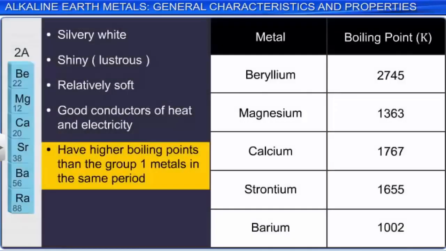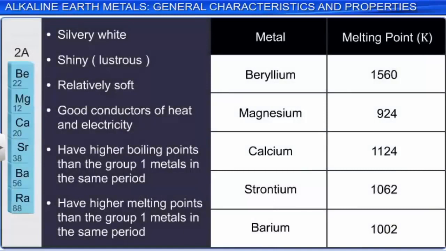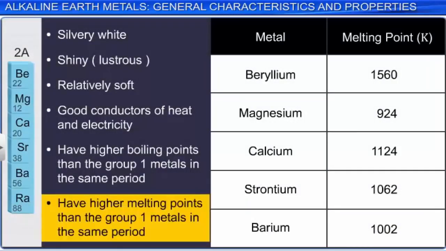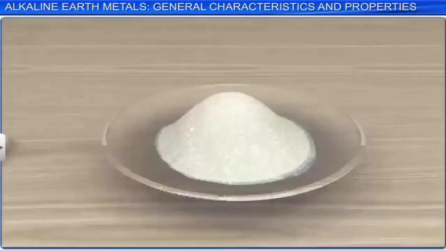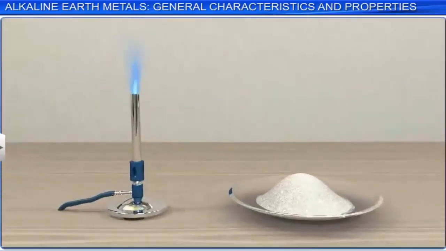The group 2 metals have higher boiling points than the group 1 metals due to their smaller atomic radii. Similarly, the group 2 metals have higher melting points than the group 1 metals in the same period, although the trend is not systematic. Flame tests are a simple, qualitative way to test for the presence of metals.